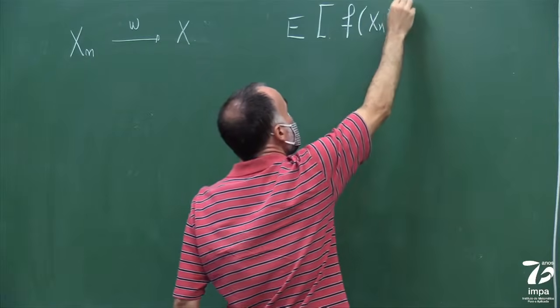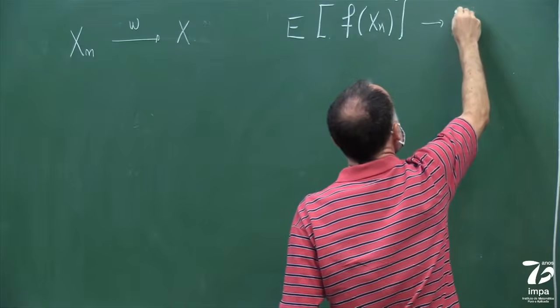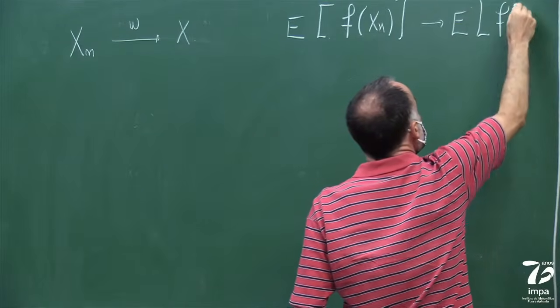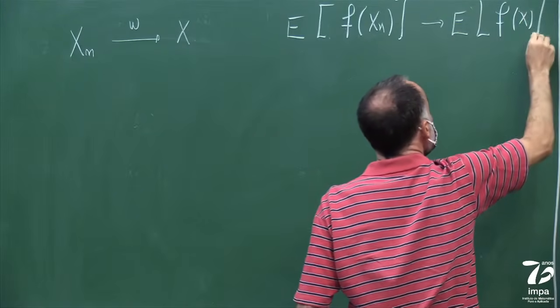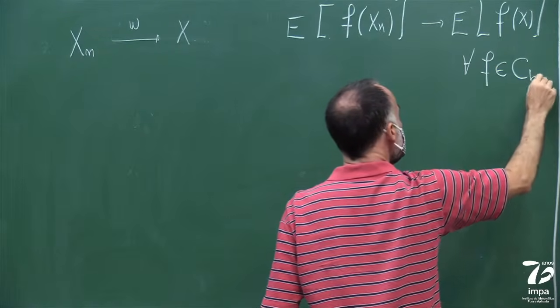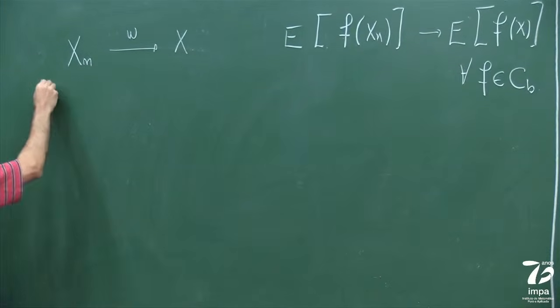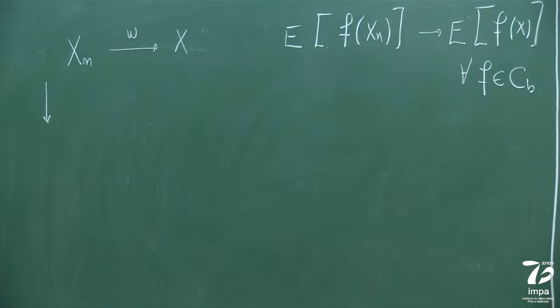so if you take any bounded continuous function f, this converges to the expectation of f(x). So for all functions which are continuous and bounded. But in order to study or to prove this weak convergence, what you did is, well, these random variables might be defined in different spaces. Okay.